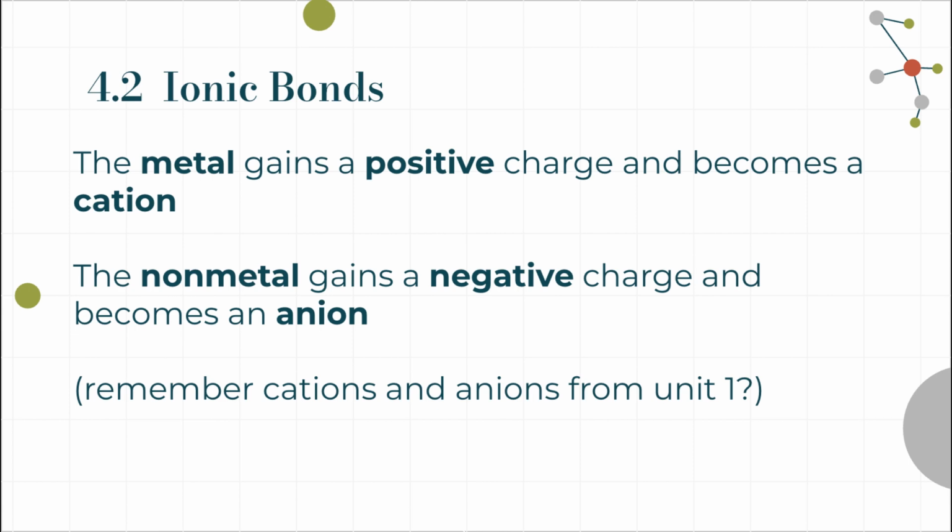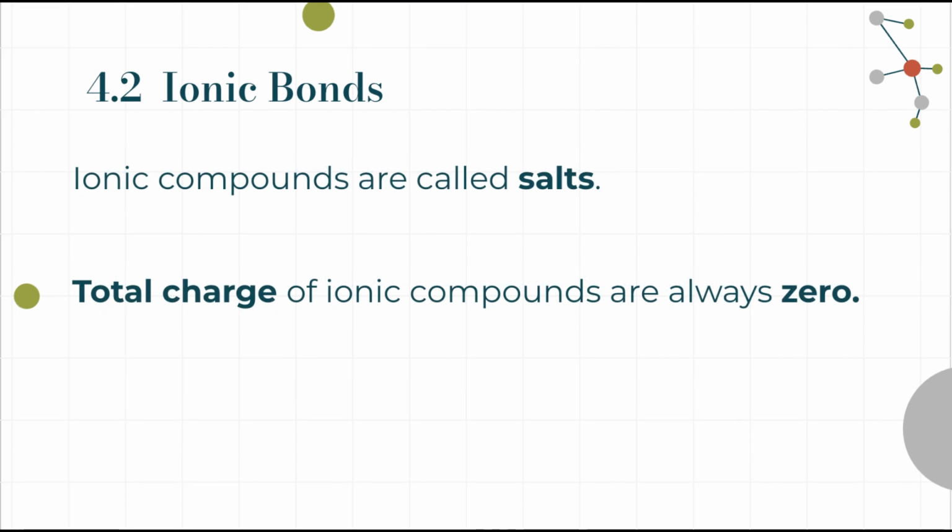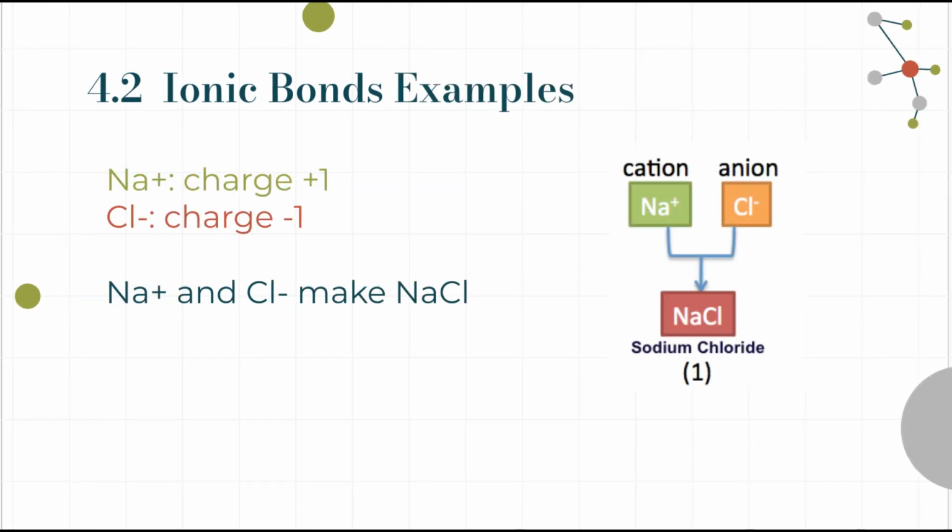Metals lose electrons, resulting in a positive charge and forming a cation. As for nonmetal behavior, they gain electrons, acquiring a negative charge and becoming an anion. Remember the terms cations and anions from previous units for clarity on how these ionic bonds form. Ionic compounds are referred to as salts, and the total charge of these compounds, or salts, is always 0. The example shown on the screen is the same one I discussed near the beginning of the video about NaCl, so if anyone is confused, feel free to rewind.